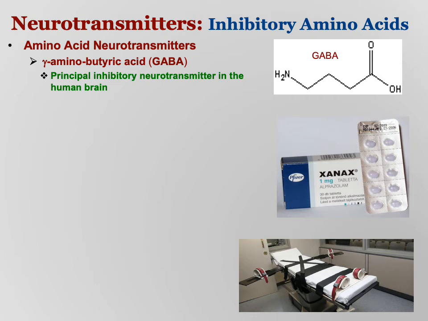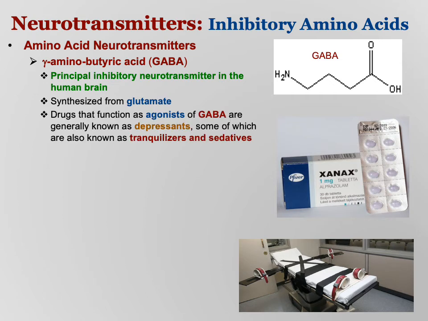Remember, homeostasis, balance. You want some neurotransmitters that depolarize. You want some neurotransmitters that hyperpolarize. You've got to have some of both in order to have the right balance in the brain. It's made from glutamate. That's a cute trick. Your body's never going to run out. You make glutamate, and then, if you need some GABA, you just convert the glutamate into GABA.